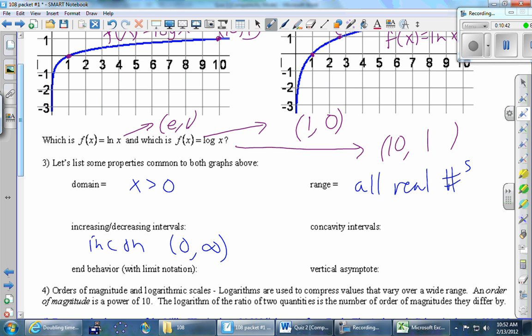Are these graphs concave up or concave down? Down, right? If you were cups, the water would fall out. Concave up things look like upwards cups. So concave down. And you give the same thing. You tell the x values for concavity. We don't care about the y's, only x's.